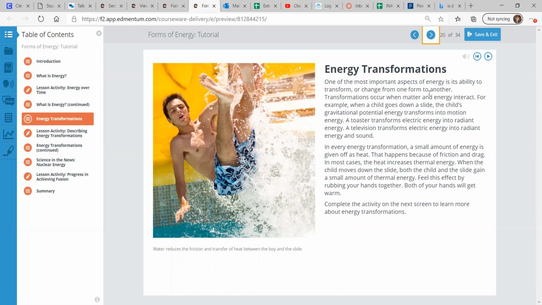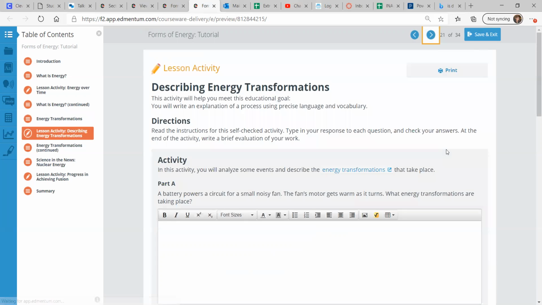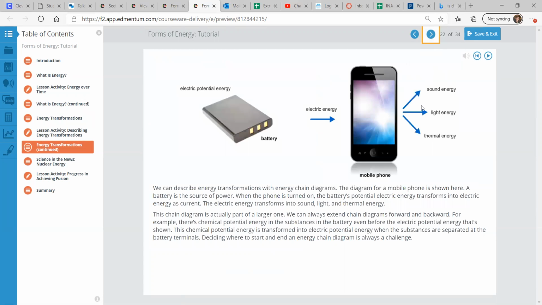And then we have activities after the slide about describing energy transformations. I'll let you do that on your own.